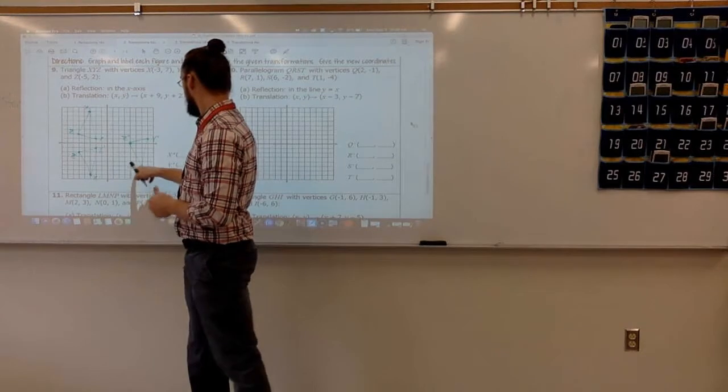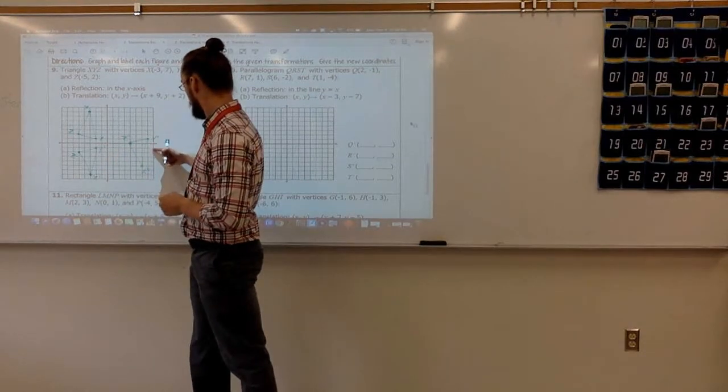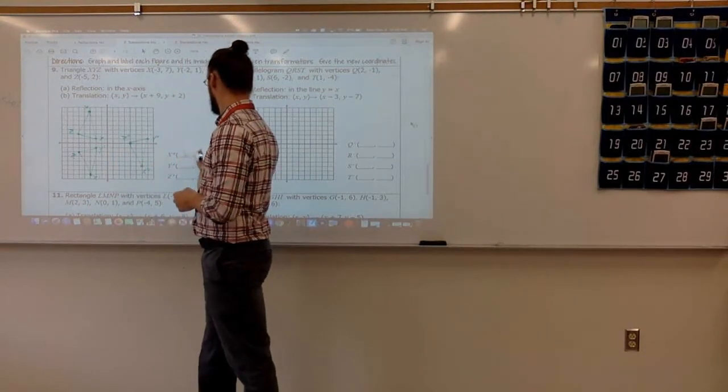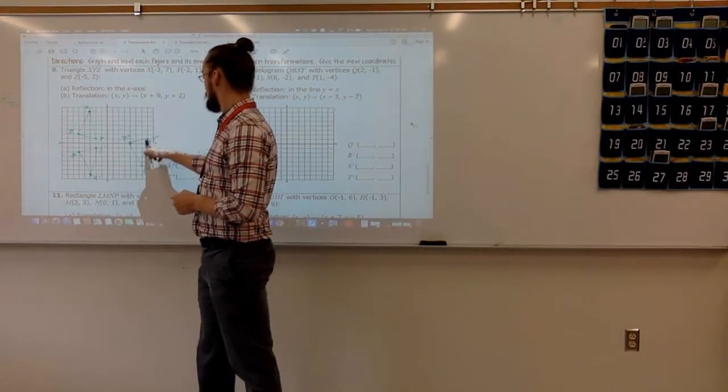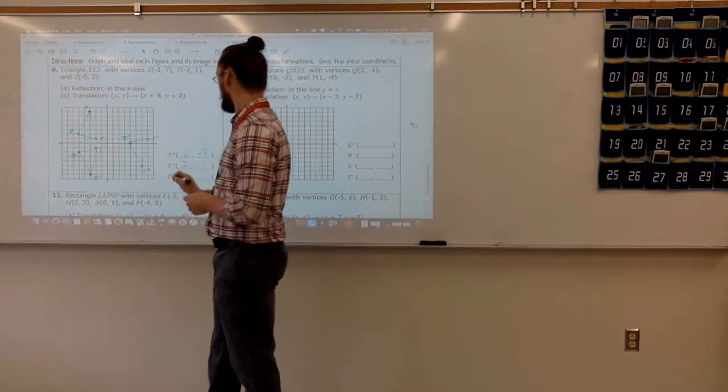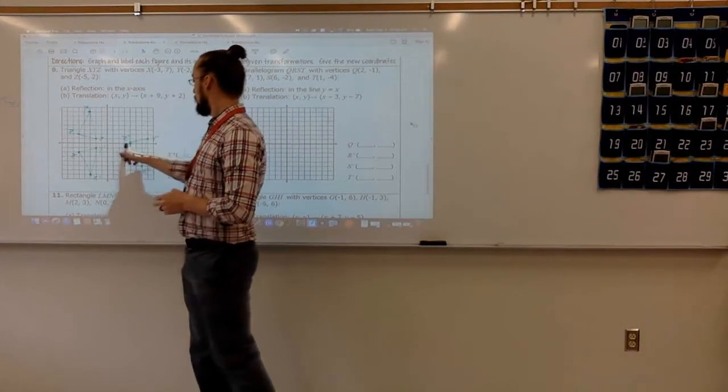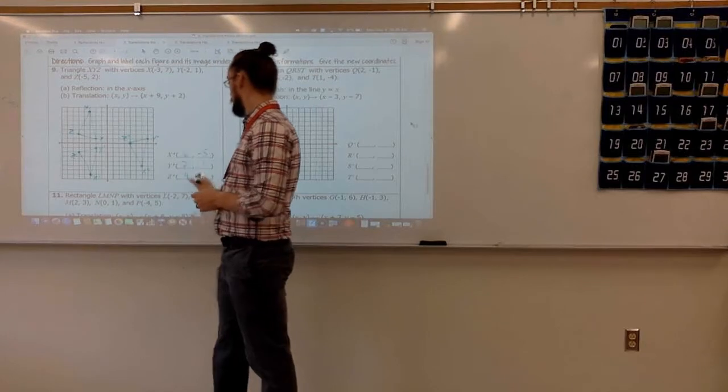So let's see, x double prime, we are at 6, negative 5. Y double prime, we are at 7, 1. And z double prime, we're at 4, 0. Okay.